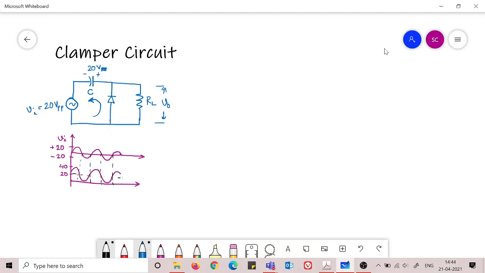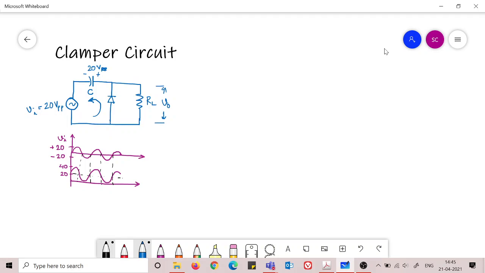So this is what happens in a clamper circuit in general. The input side waveform remains undisturbed, unchanged. Only the bias voltage, the level of the voltage, is changed. Here you can understand this input voltage has an average value of 0, but the output voltage is also the same AC signal, but the average value becomes 20 volts now. So there is a level shift in the output voltage.